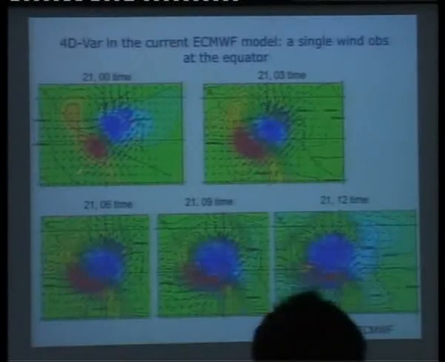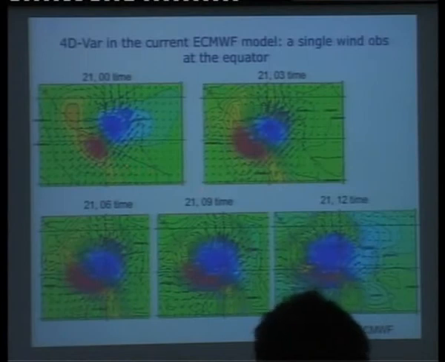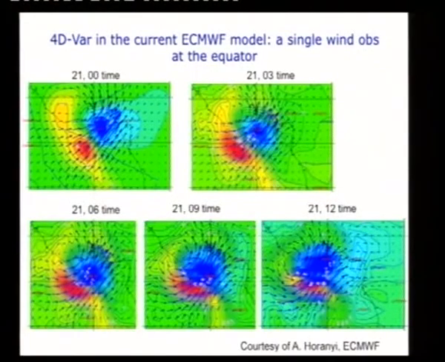Okay, so I will just say, the amplitude of the temperature increments is very small, up to 0.1 Kelvin. This tells you two things. One thing is that assimilating winds still makes no information about temperature and vice versa. And the global observing system is still 99% made up of temperature or mass field observations.